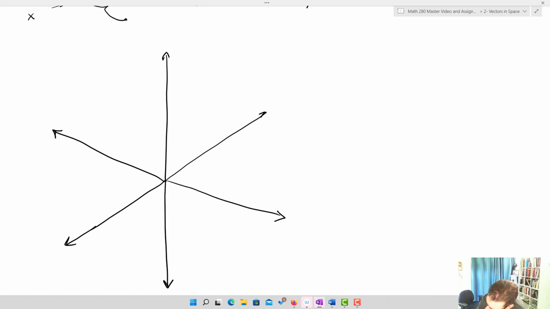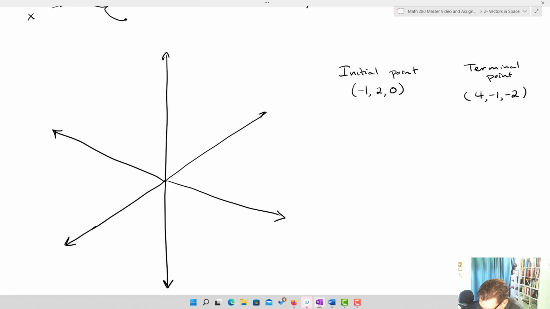And so we'll have my initial point as being negative 1, 2, 0. And my terminal point as 4, negative 1, negative 2. And I'm just going to imagine, again, there's our x-axis, there's the y-axis, and we'll do the same thing along the negative values. There we go. And there's our z-axis.